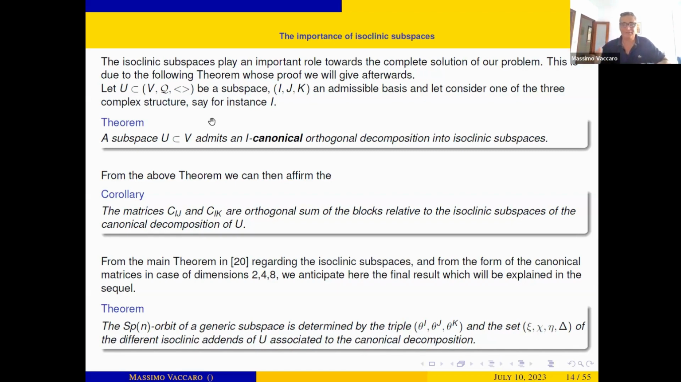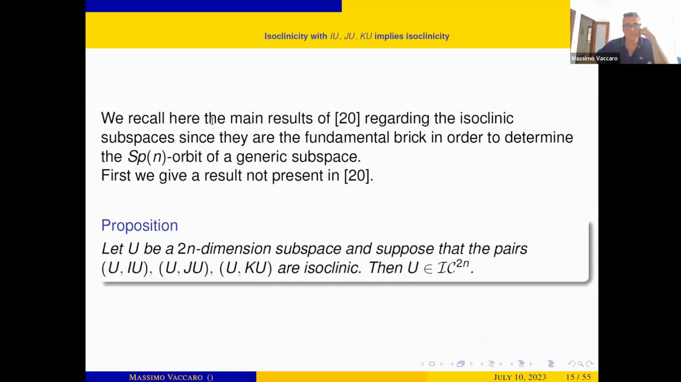Okay, so then it's easy to write down the matrices by adding in diagonal block form these matrices relative to each addend, and the story is finished. We have the principal angles and we have the matrices.